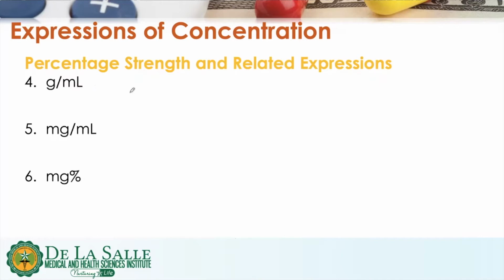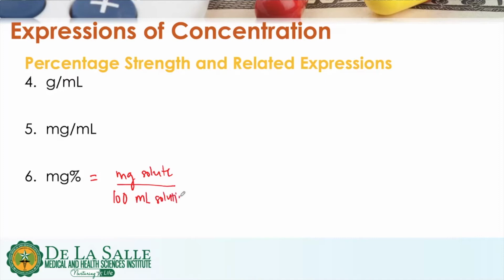Now, some related expressions may be used in pharmaceutical preparations. For example, you may see related expressions of concentration such as grams per milliliter, milligrams per milliliter, or milligram percent. Now, milligram percent means the number of milligrams of the solute per 100 milliliters of a solution.